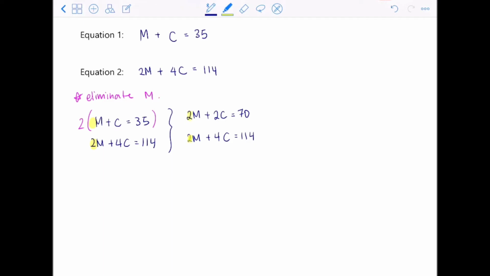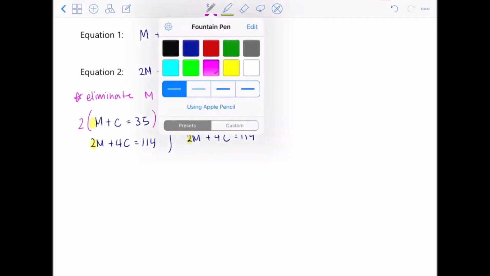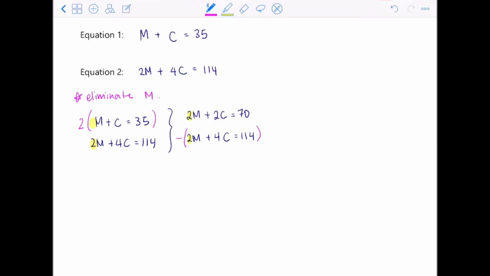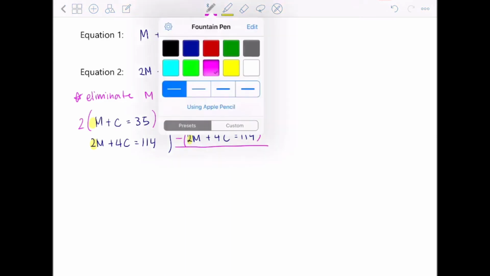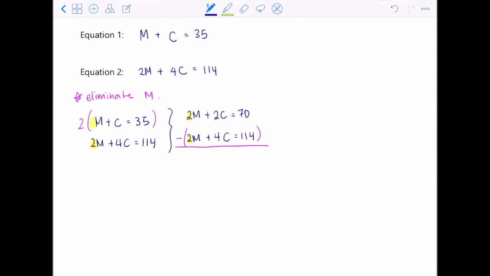Now that we confirmed that the coefficients in front of m equal each other, we're just going to subtract the second equation from the first one to eliminate m. So the m's get cancelled out, and then we have negative 2c equal to negative 44. Let's isolate c by dividing both sides by negative 2. So we have c equals 22.